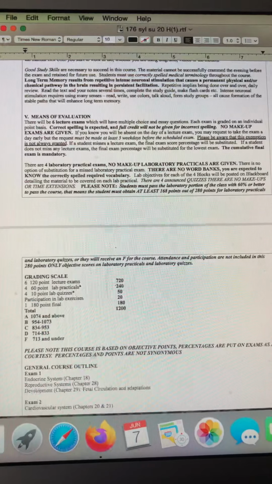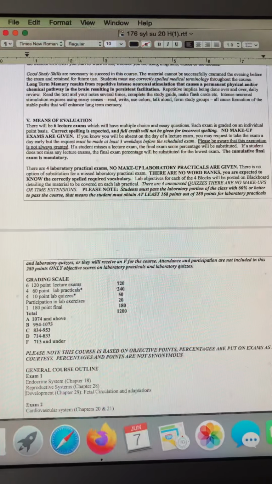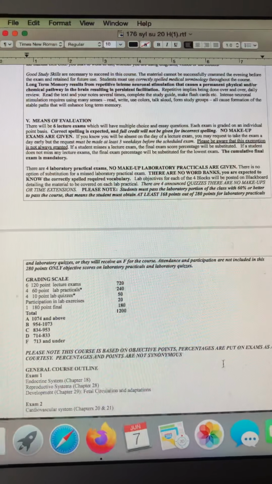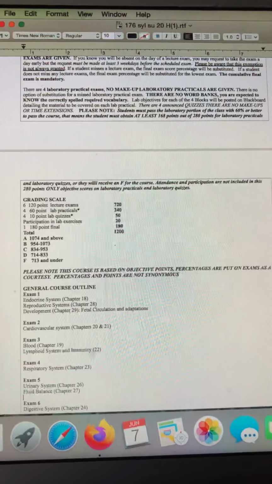I don't go by percentages. I just put those on your exam so that gives you a point of reference. Bottom line, everything comes down to the total points. If you look at the very bottom, then you can see the general course outline.